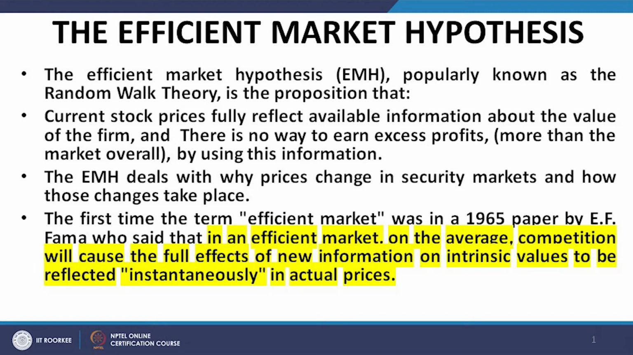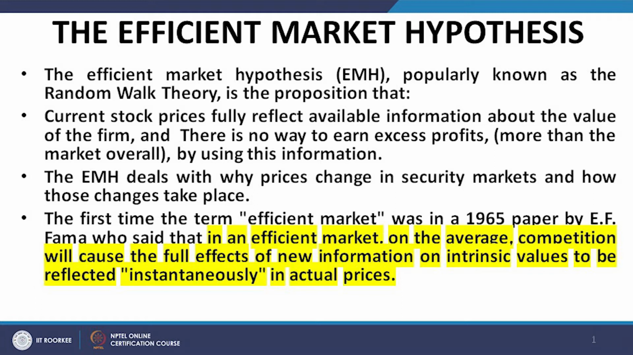The efficient market hypothesis, EMH, I shall briefly use this abbreviated form, is popularly known as the random walk theory as well. It is sometimes termed as the random walk theory, although they do not connote exactly the same thing. The difference we will come to know in the course of the following discussion. It is the proposition that current stock prices fully reflect available information about the value of the firm, and there is no way to earn excess profits more than the market overall by using this information.